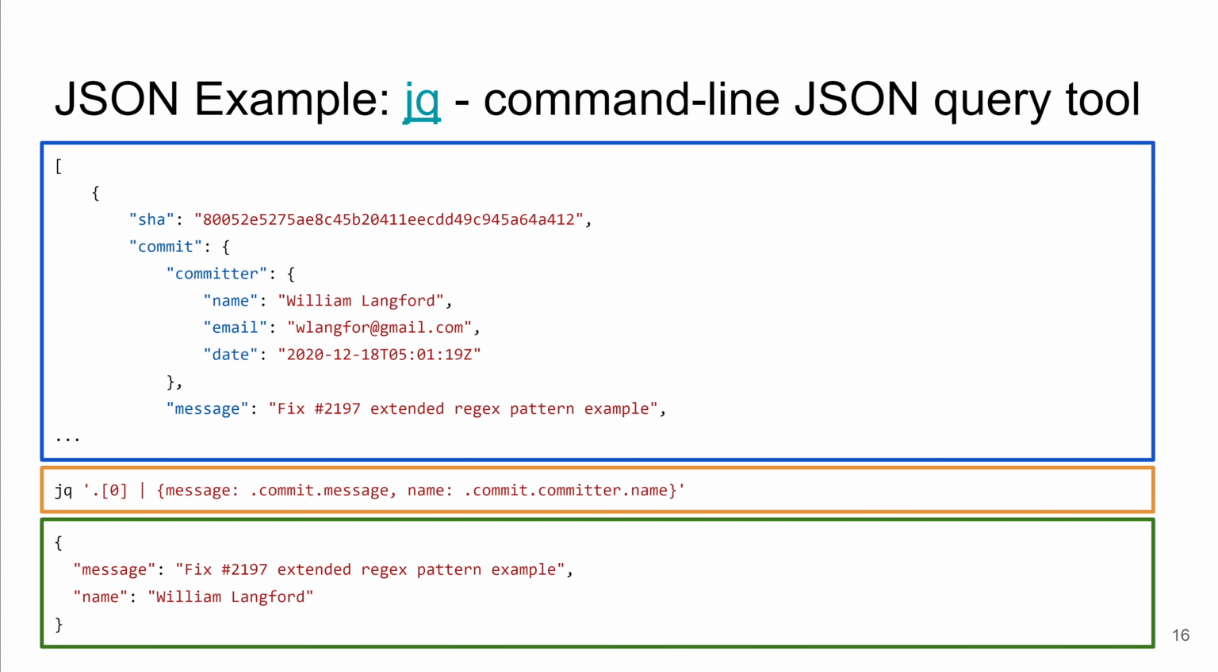And the second filter actually creates a new JSON object with a message key and a commit message value. This is the query, which actually gets the commit message value from the input data, and a new JSON key name with the commit name value, which again is a query, and it takes this value from the input data. And the result is in the bottom of the slide. So here we see a simple JSON transformation.